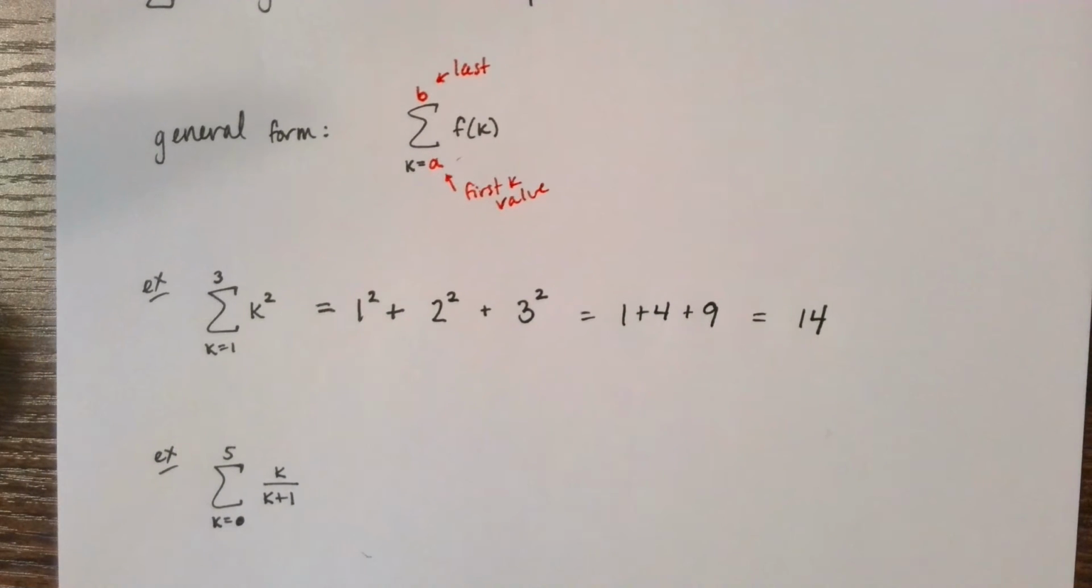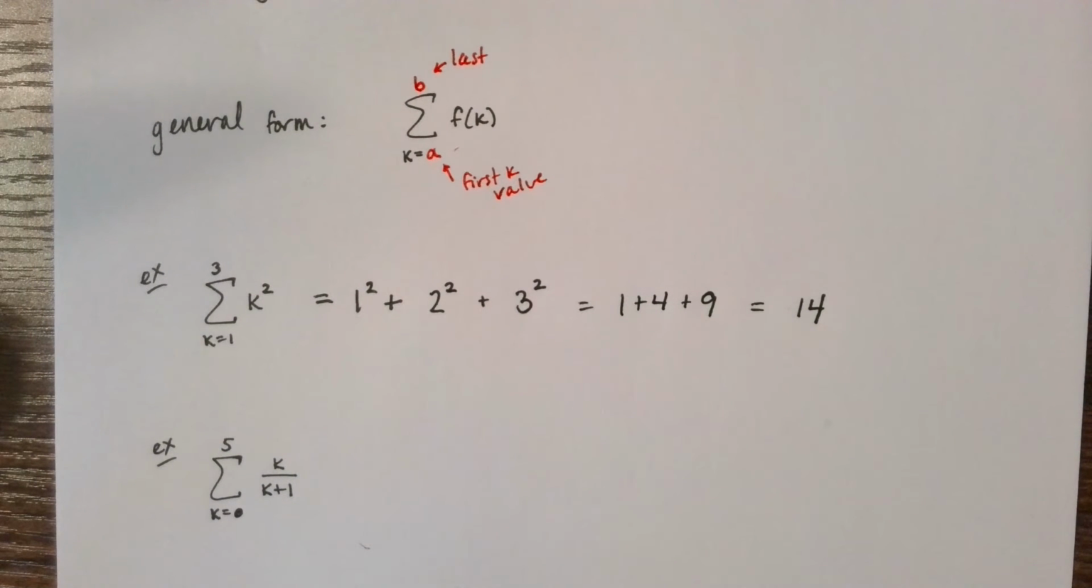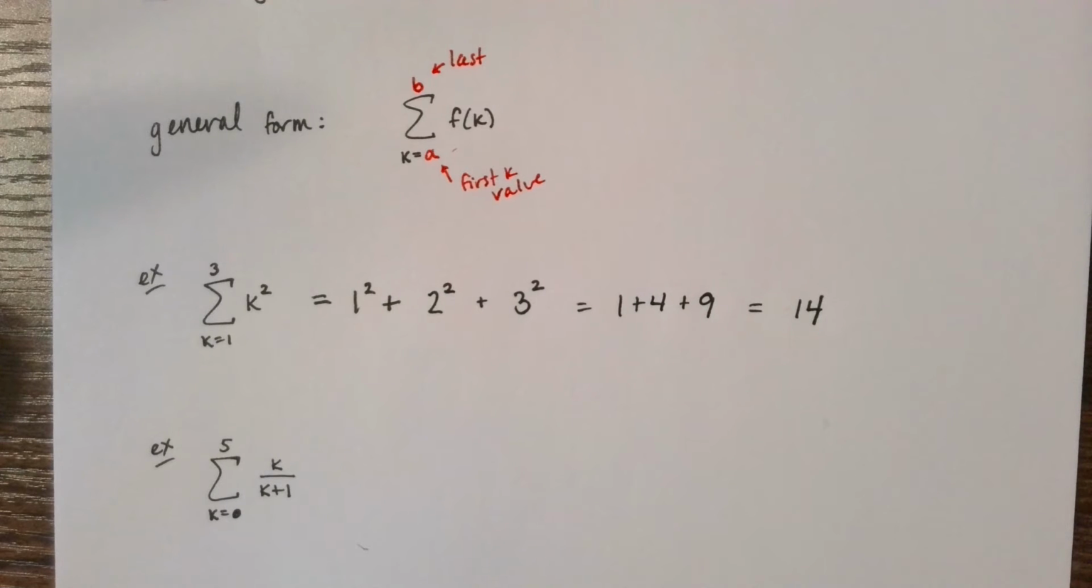I'm going to do this next example. If at any point you feel like you're getting it, feel free to pause me and try the example and then press play to see the answer. Okay, so for this next sum here, we have the sum from k equals 0 to 5 of k over k plus 1.